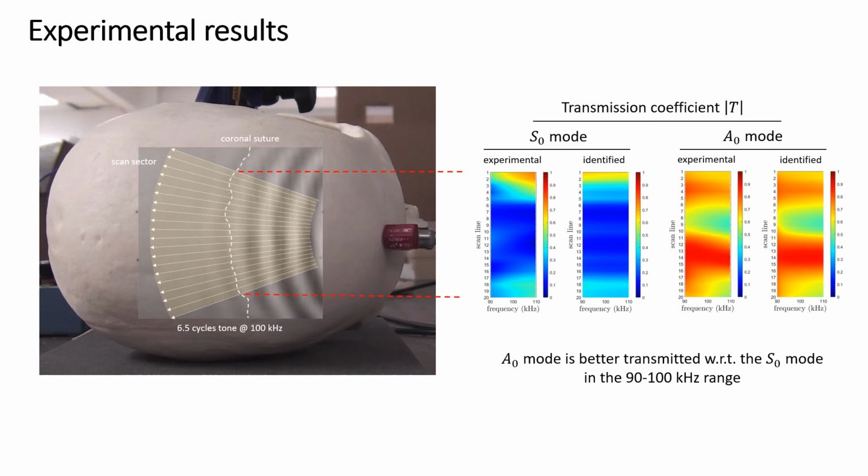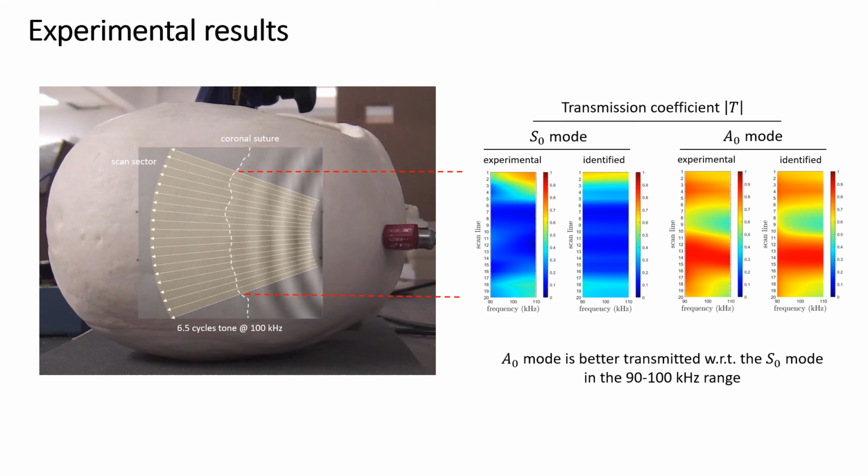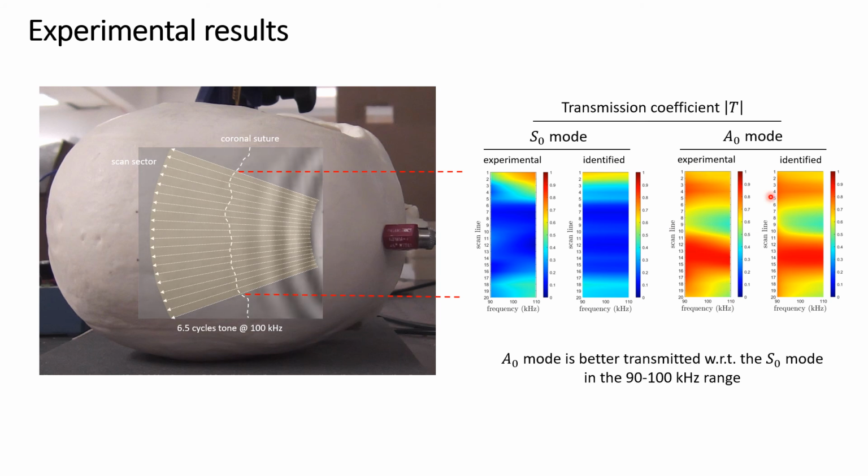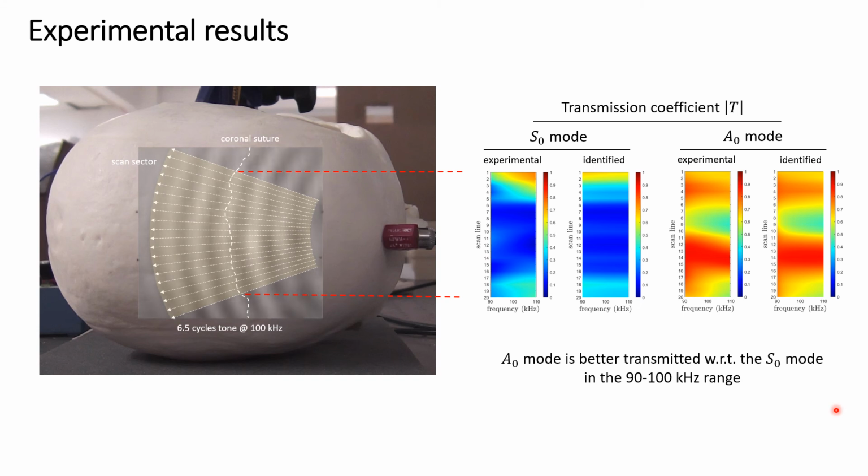Now we can have a look at how our procedure performs when we use real experimental data. Here we have generated the transmission maps in the range that goes from 90 kHz to 110 kHz for the S0 mode and the A0 mode, and for 20 different interpolated line scans inside this scan sector. The first thing that we notice is that the transmission of the S0 mode is generally much lower than that of the A0 mode. So this indicates that the coronal suture of this specific skull specimen allows for a better transmission of modes that have a prevalent shear component.